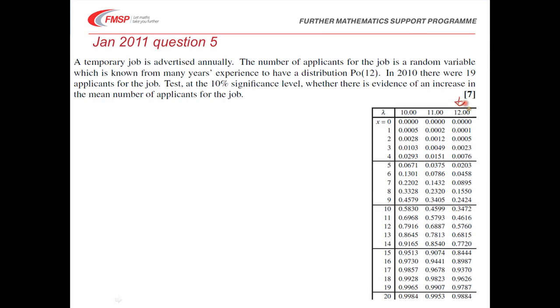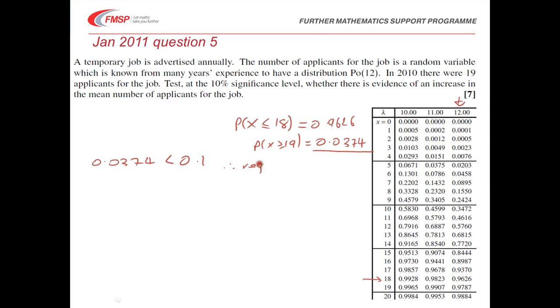So for Poisson 12, the probability of X being less than or equal to 18 is equal to 0.9626. So the probability of being greater than or equal to your test statistic is equal to 0.0374. Now this is less than 10%. So 0.0374 is less than your significance level, therefore we reject H0. I'll conclude that in a minute once I've shown you the other way of doing this.